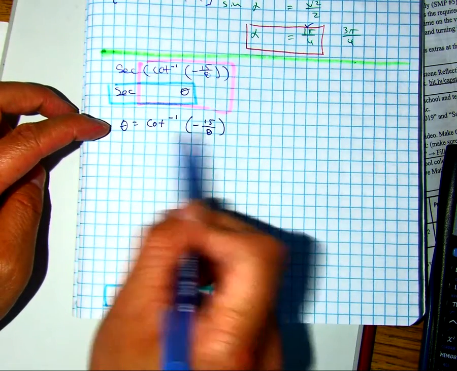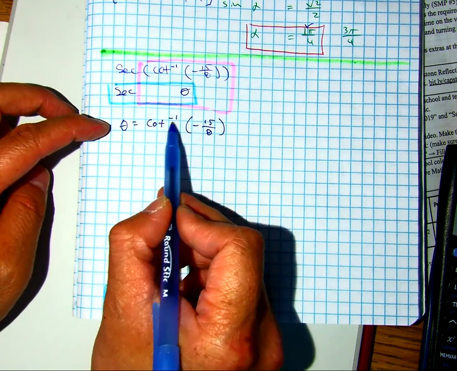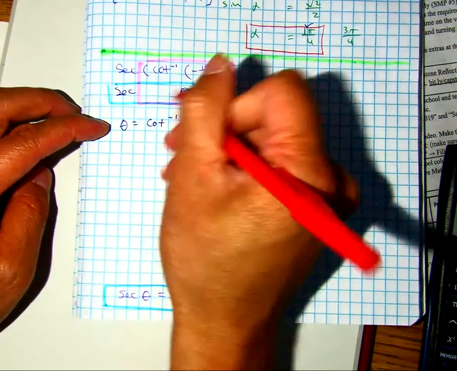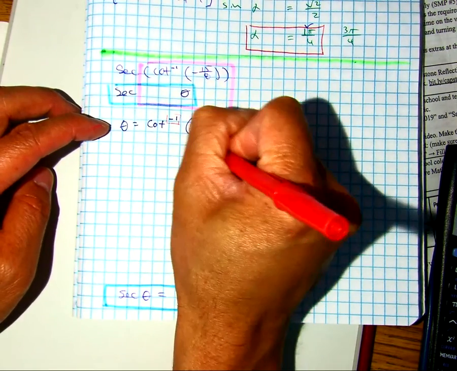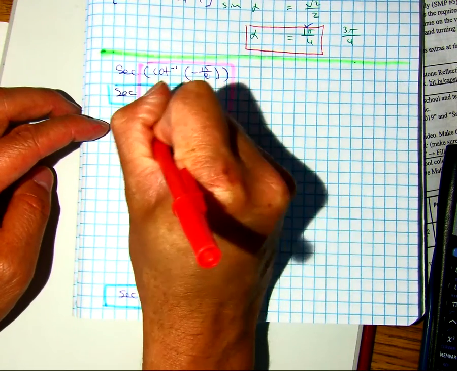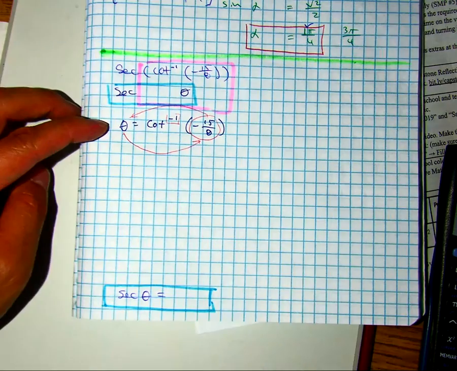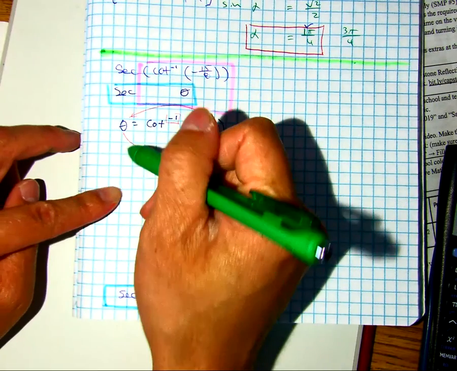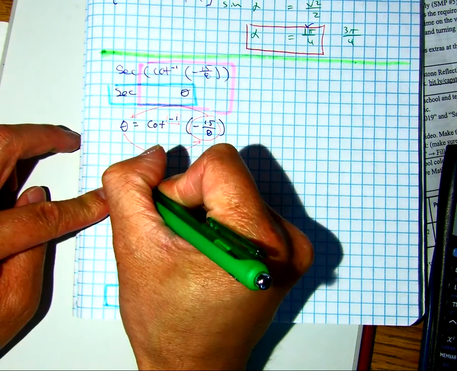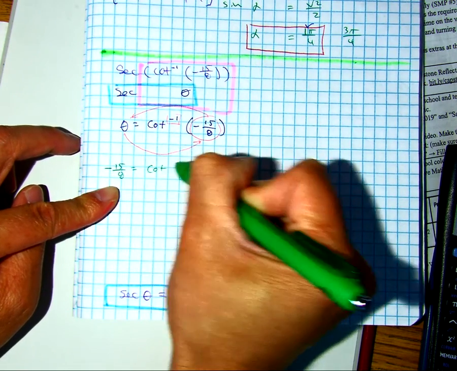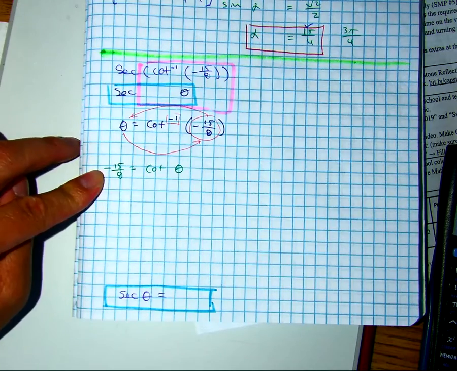We did a problem like this yesterday. Class, what is this symbol called? Inverse. And what does it tell us to do? To switch them, the x and the y. Switching the y with the x. What do I have now, class? Cotangent of theta equals negative 15 over 8.